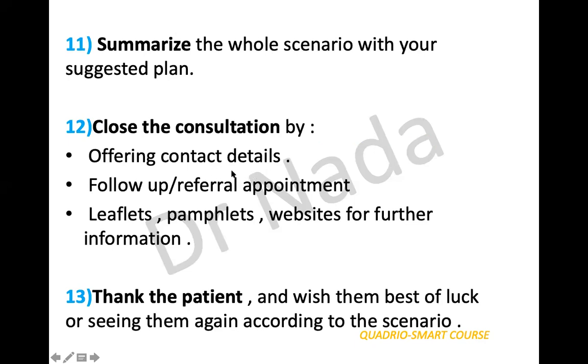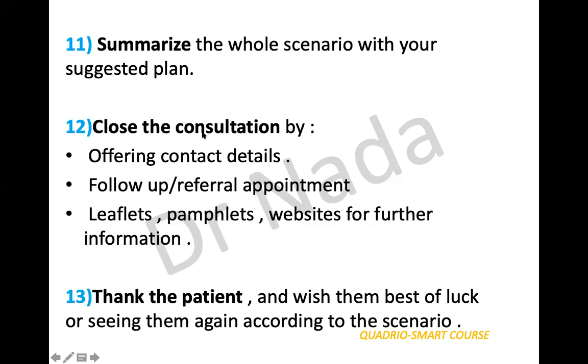Contact details, for example, if you're referring him to another specialty, to another clinic, according to the scenario. Then follow up referral appointments, leaflets, pamphlets, website. These are written information which you should provide. This is how you close the interview professionally. Okay, you have to do these three steps.